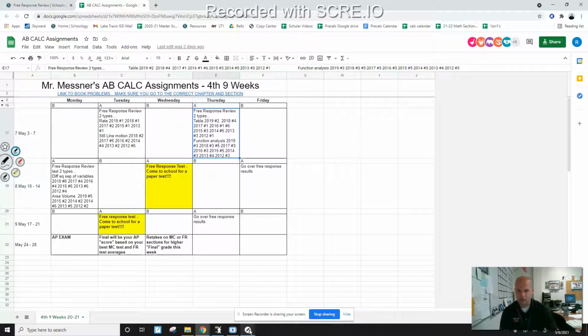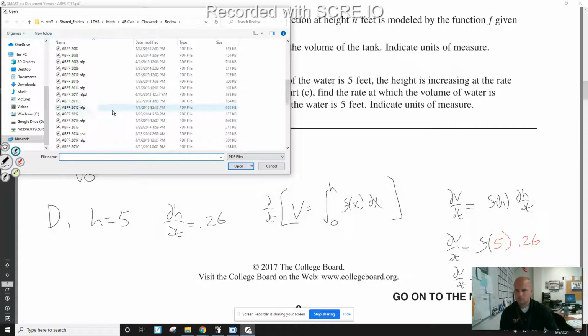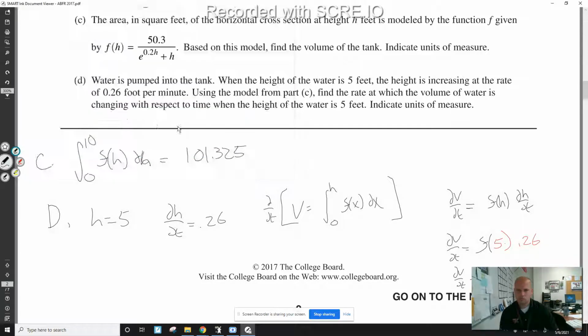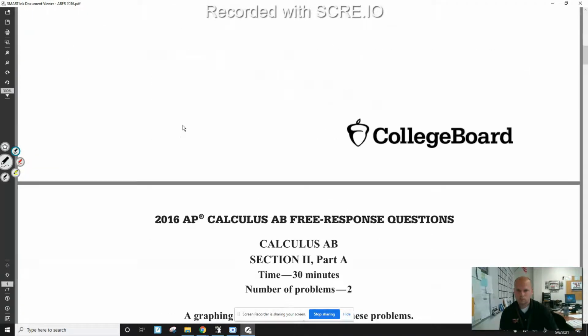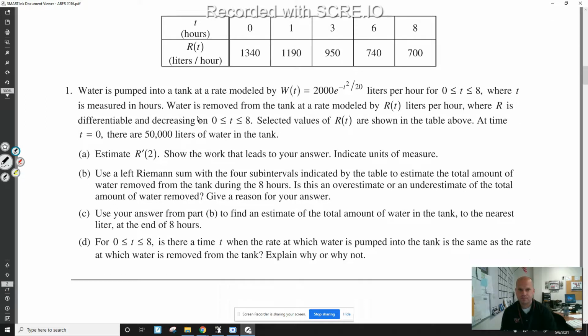2016 number 1 and number 6. All right, it's a rate problem with a table. We'll probably do this in class because it reviews rates. Water is pumped into the tank at W of t, removed at a rate of R of t. So this is a rate problem, but it's got table stuff in it.